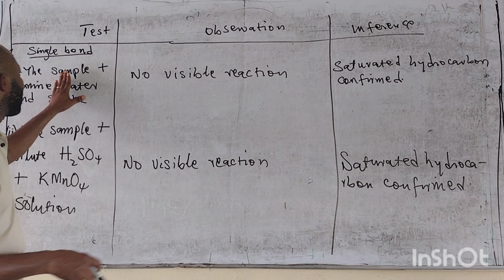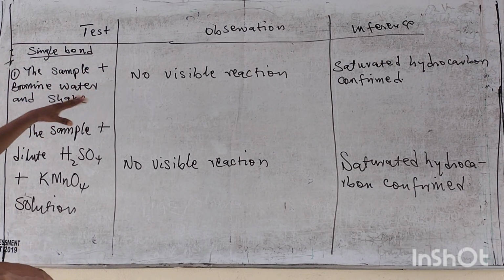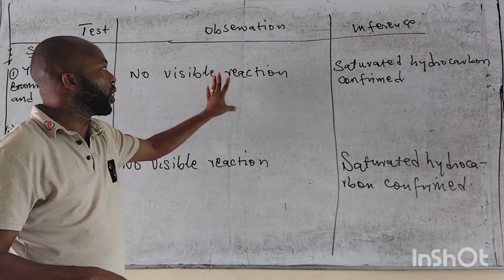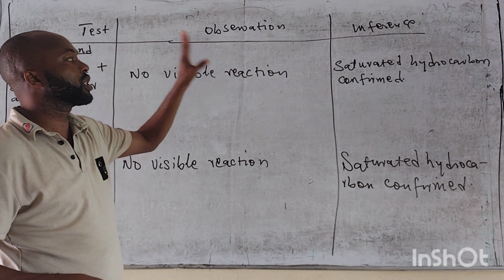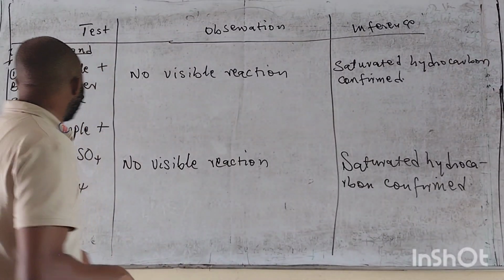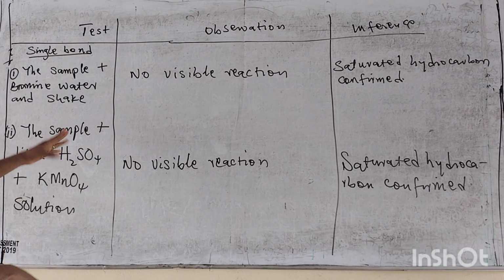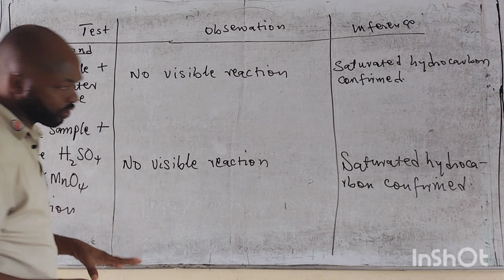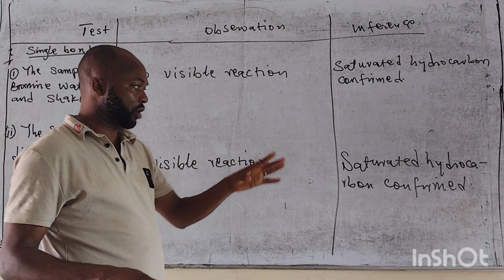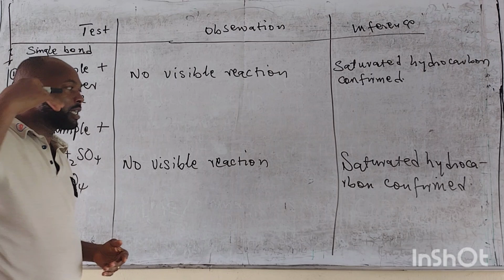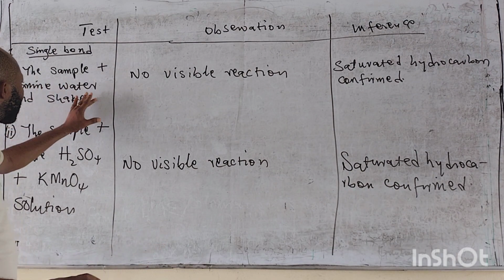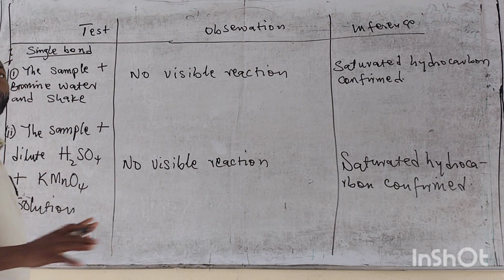So sample A plus bromine water, and shake. When you shake it, no visible reaction. When there's no visible reaction, it gives you a saturated hydrocarbon. It's confirmed. Or that sample A, or whatever it is, plus dilute H2SO4, which is acidified now, plus KMnO4 solution: no visible reaction, and there's still no visible reaction. Saturated hydrocarbon is confirmed. So saturated hydrocarbons, like hexane and so on, have no reaction at all with bromine water or with KMnO4 solution.